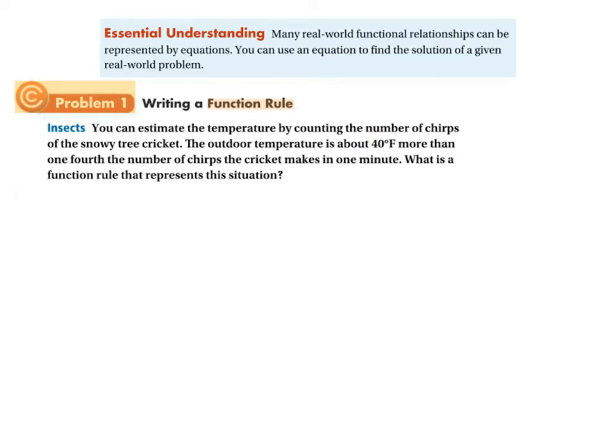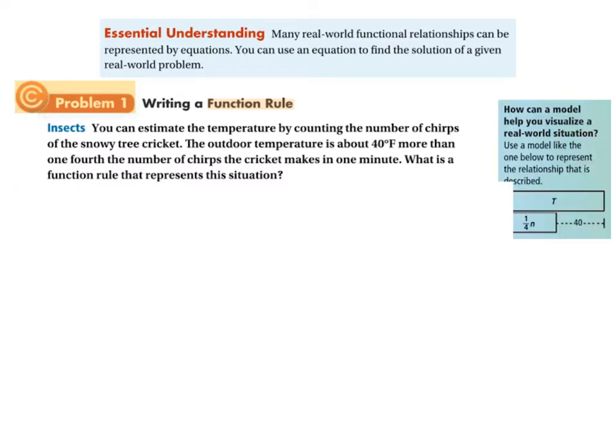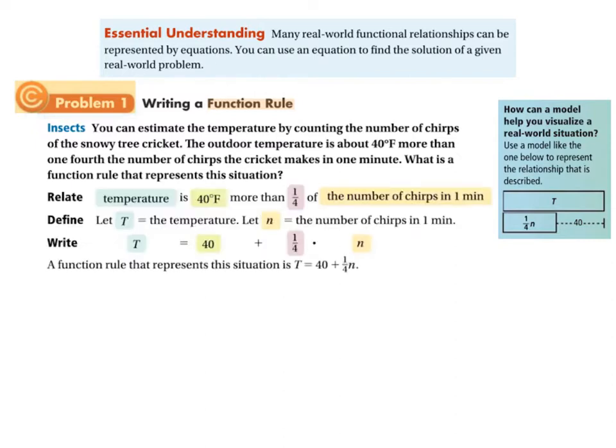Okay, what is the function rule that represents this situation? One thing that you can do is model this, or visualize it, by saying, okay, this total temperature here is going to be 1/4 of whatever the number of chirps is, and then you add another 40 on because you always have to go up by 40 in order to hit the right temperature based on the number of chirps. So what does that look like?